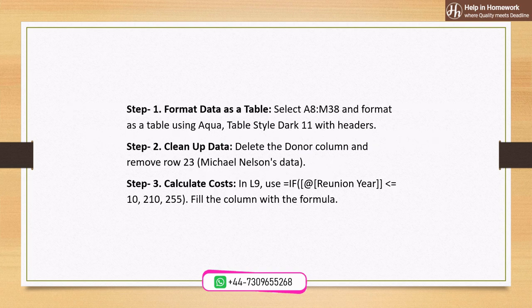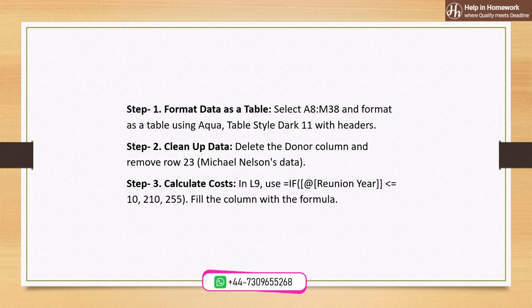Step 1. Format data as a table. Select A8:M38 and format as a table using Aqua, Table Style Dark 11 with headers. Step 2. Clean up data, delete the donor column and remove row 23, Michael Nelson's data.